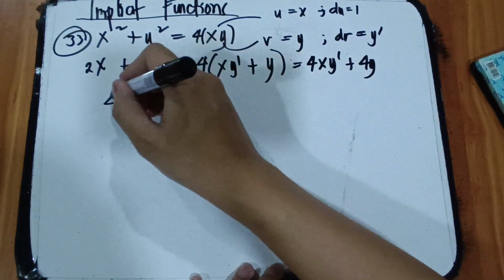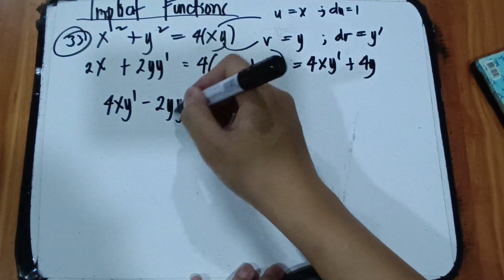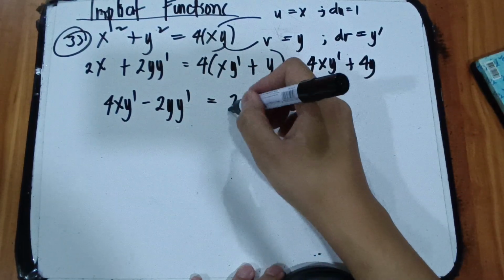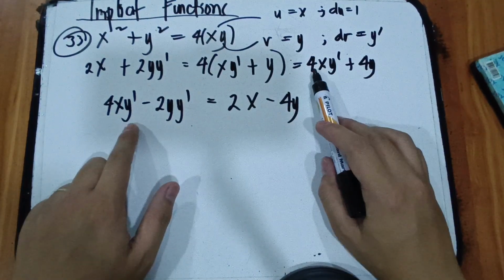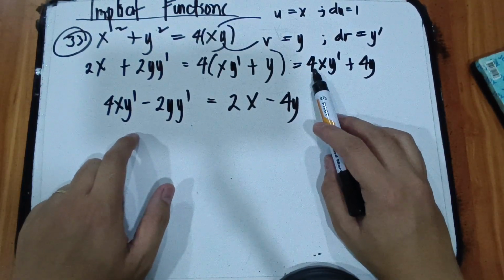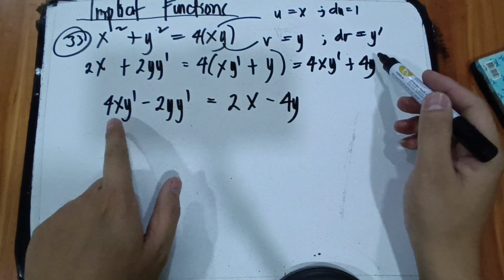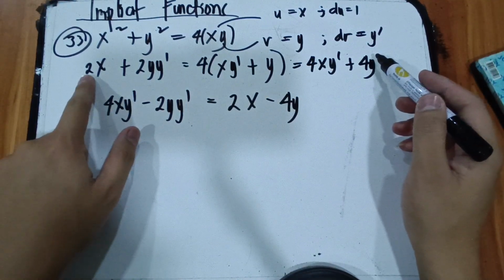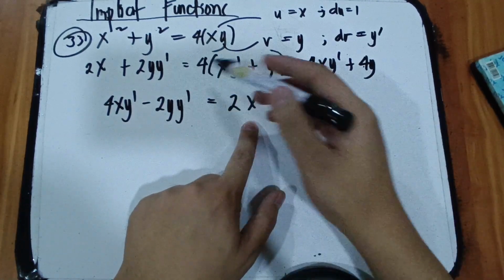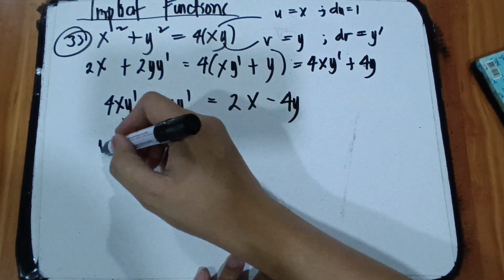So, this will become 4x y prime minus 2y y prime equal to 2x minus 4y. Ang ginawa ko dyan, since malaki yung exponent nito, ito na yung niretain ko sa bandang side na ito. Ito na lang nilipat ko dun. Kaya 4xy prime minus 2yy prime. Tas, since ito, hindi naman siya nagalaw, ito yung na-retain dito. Ito yung lumipat. Kaya minus 4y. Okay, transposition of values. So, factor out y prime.